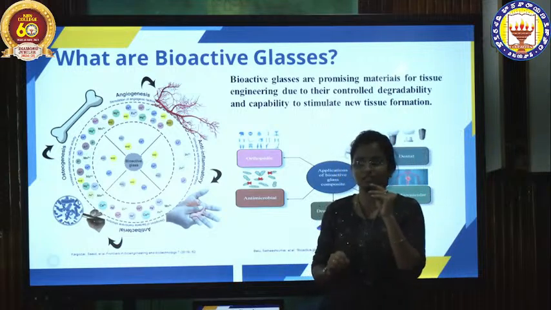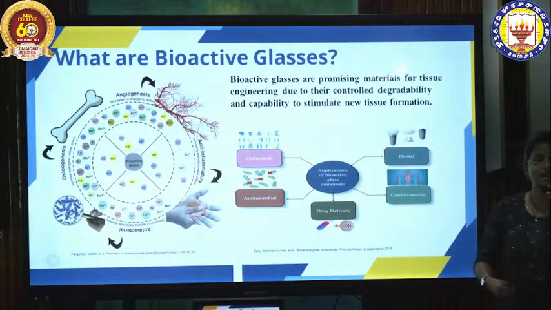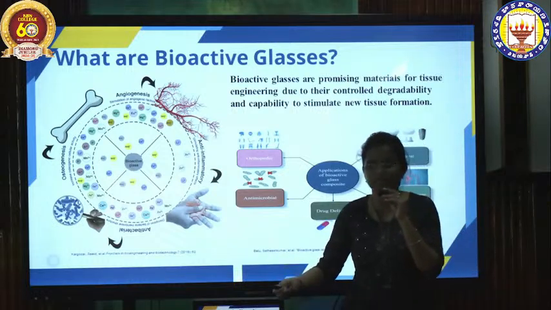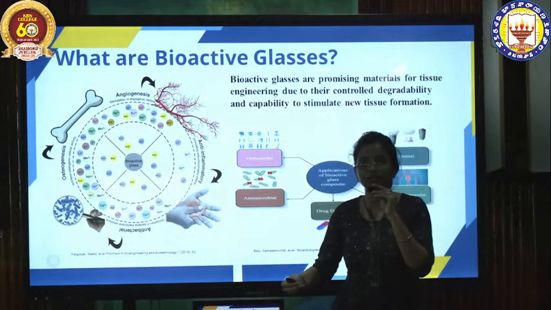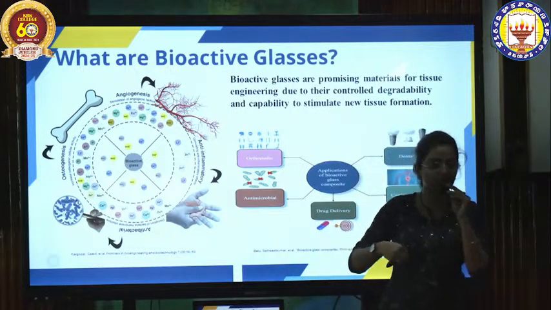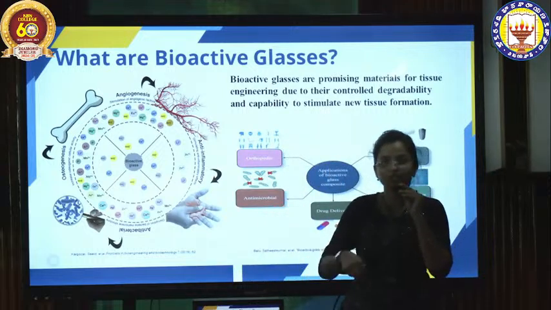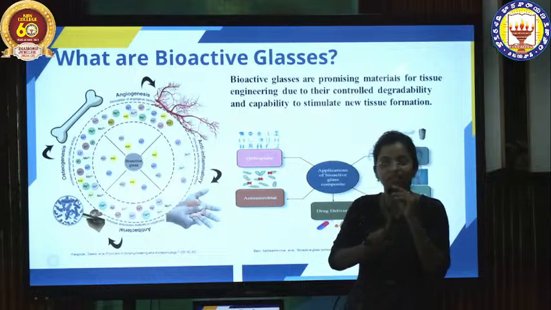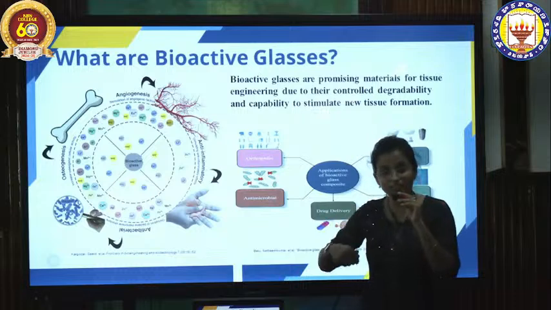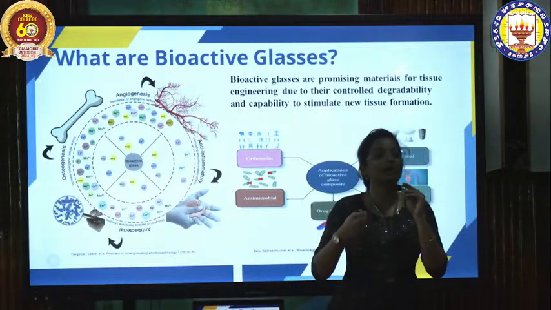What is bioactivity? The bioactive glasses are a kind of biomaterials. What are biomaterials? Biomaterials are the materials which can be incorporated within the body, in the living tissues. Then, after incorporating, they should not cause any harm to other living organisms. That means they should not cause any toxicity. At the same time, they should be biocompatible.